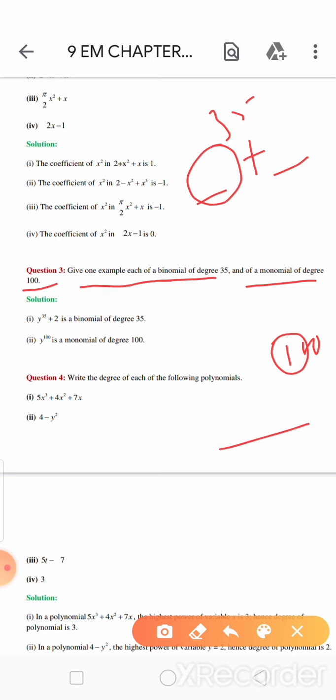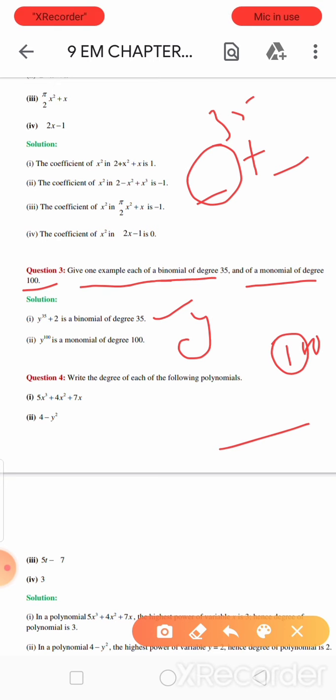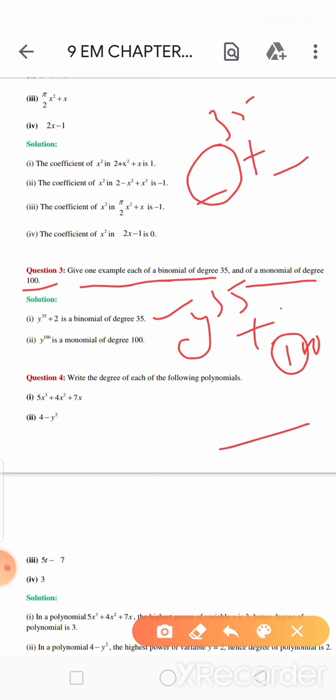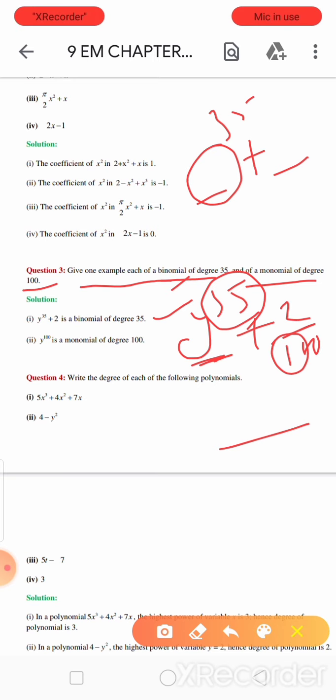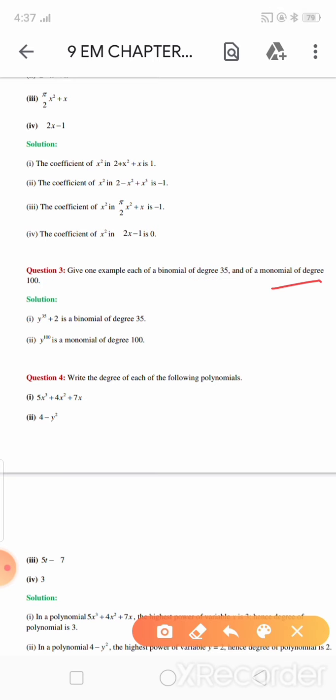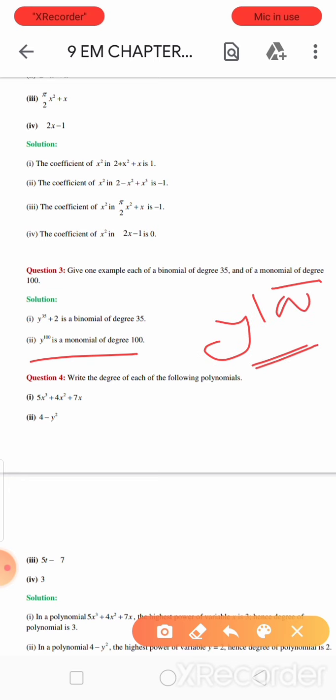So the solution is we write the binomial y raised to 35 plus 2. Here we get two terms, y and 2, and the highest degree of variable y is 35, so it will be a binomial of degree 35. And next, a monomial of degree 100 means we write y raised to 100, so the variable y is one term and the highest degree is 100, so it is a monomial.